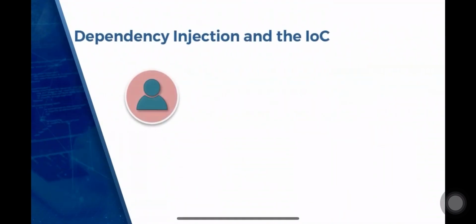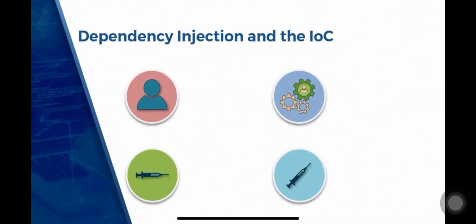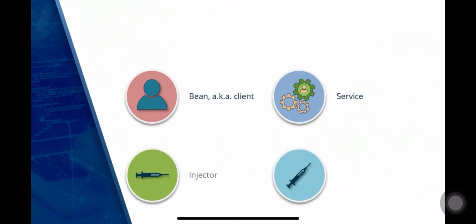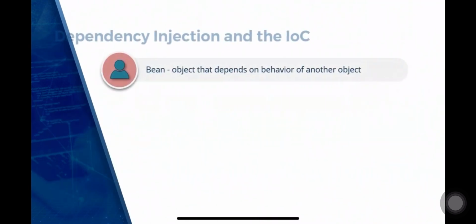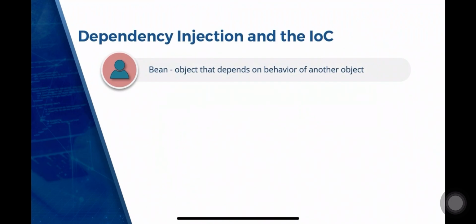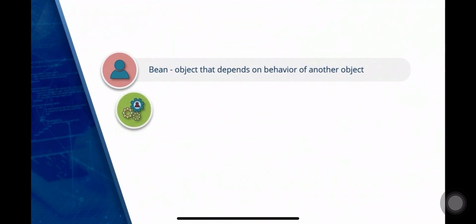In order to manage dependencies using dependency injection and the inversion of control mechanism, Spring depends on these four components: the bean, the service, the injector, and the process of injection. A bean is any object within your application that depends on the behavior of another object. A single bean can have multiple dependencies, and other beans can depend on the bean that you create. The term service typically refers to an object that the client bean depends on. The service is what exhibits the behavior that the client bean uses.